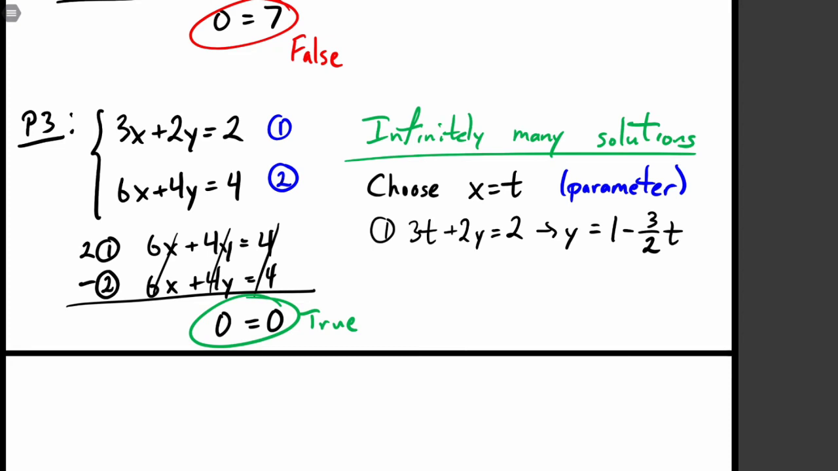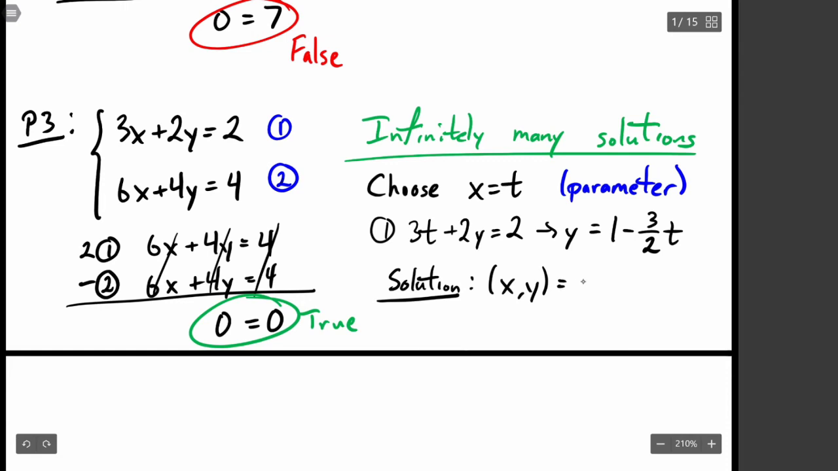So what's the solution here? The solution is (x, y) equals (t, 1 minus 3/2 t). So that's our solution. Now, I really want to emphasize the connection here with equations of a line, with the parametric and vector equations of a line.